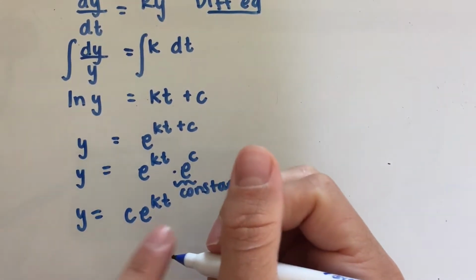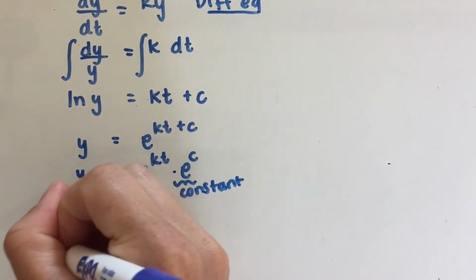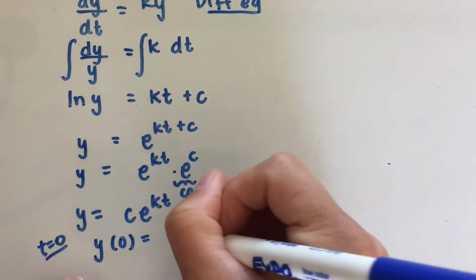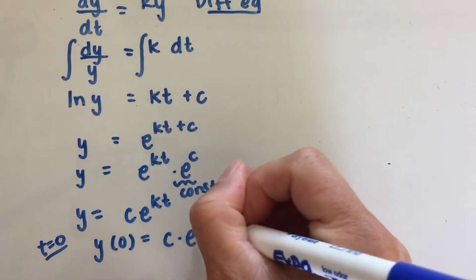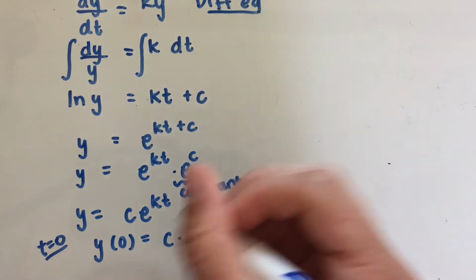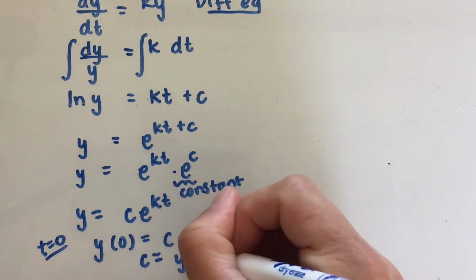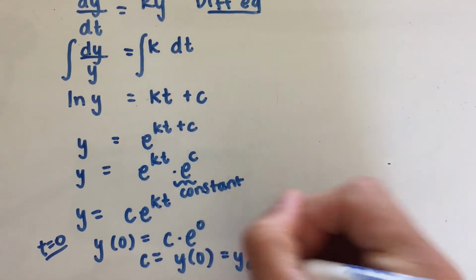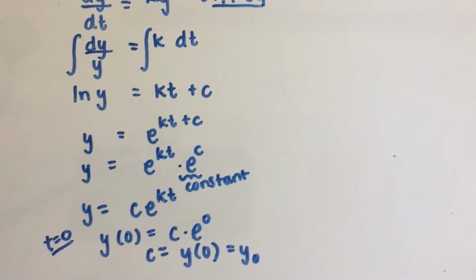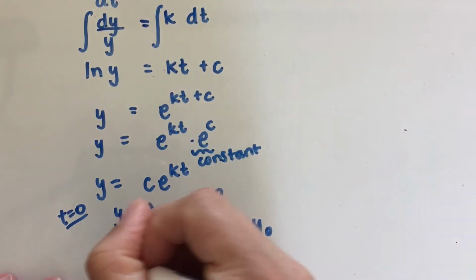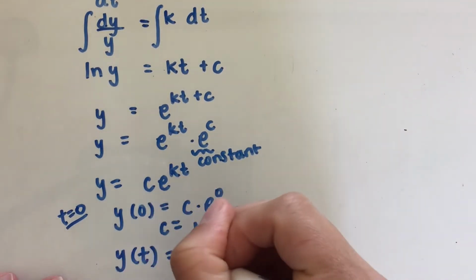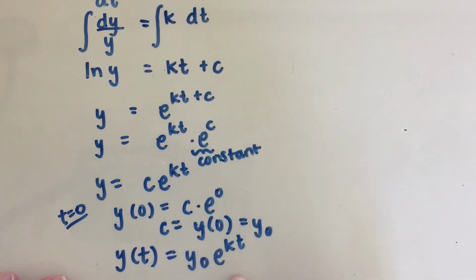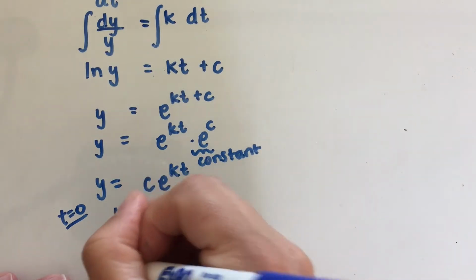But now when I plug in t equals 0, I can get my initial value. So I get y of 0 equals c times e to the 0. And e to the 0 is 1. So c just equals y of 0. And sometimes this is written as y sub 0 or y naught. So now my final equation is y of t equals y naught e to the kt. And k is just your constant.